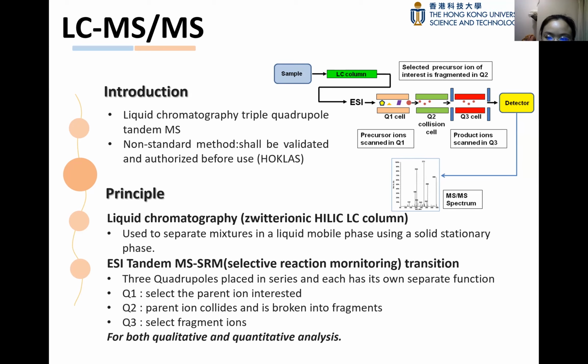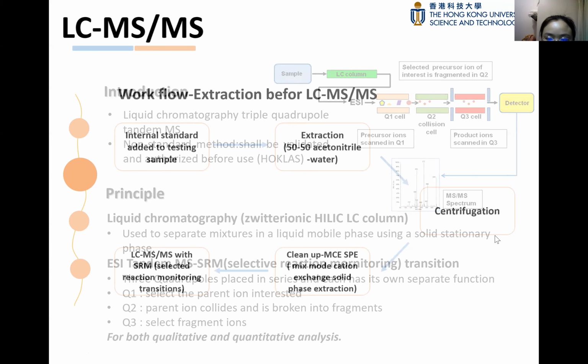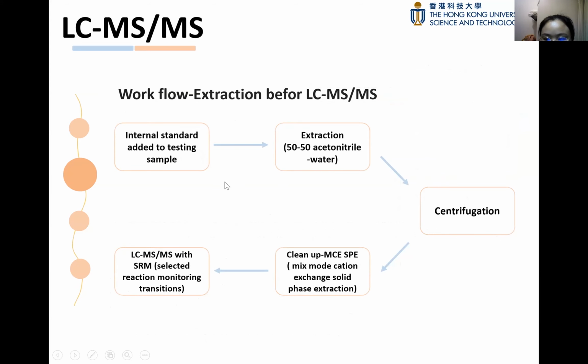As we know, liquid chromatography is used to separate mixtures in a liquid mobile phase using a solid stationary phase. Then the separated mixture containing melamine is introduced into the tandem mass spectrometer. By selecting the parent ion and the daughter ion specific to melamine, the melamine in food could be qualified and quantified. Before injecting into LC tandem MS, extraction is required, and for quantification, internal standards should be added.